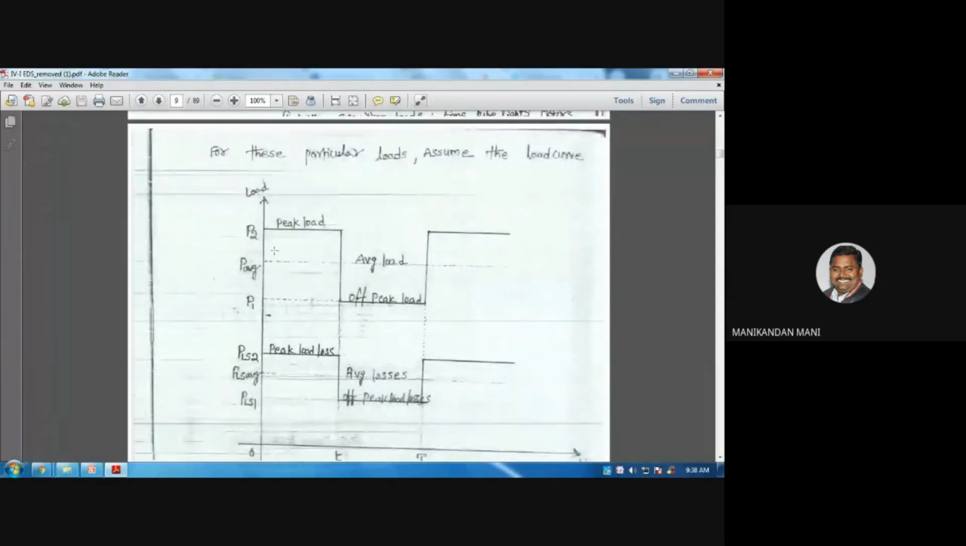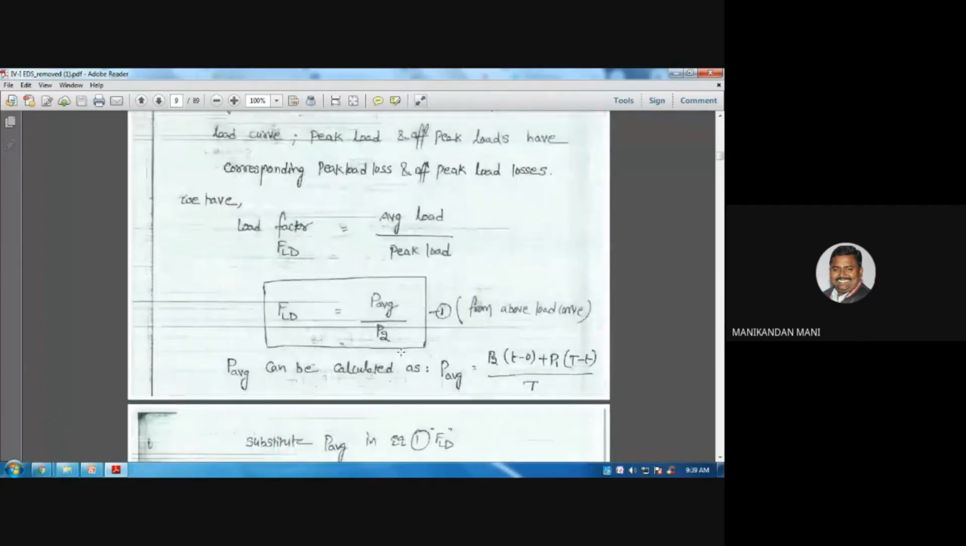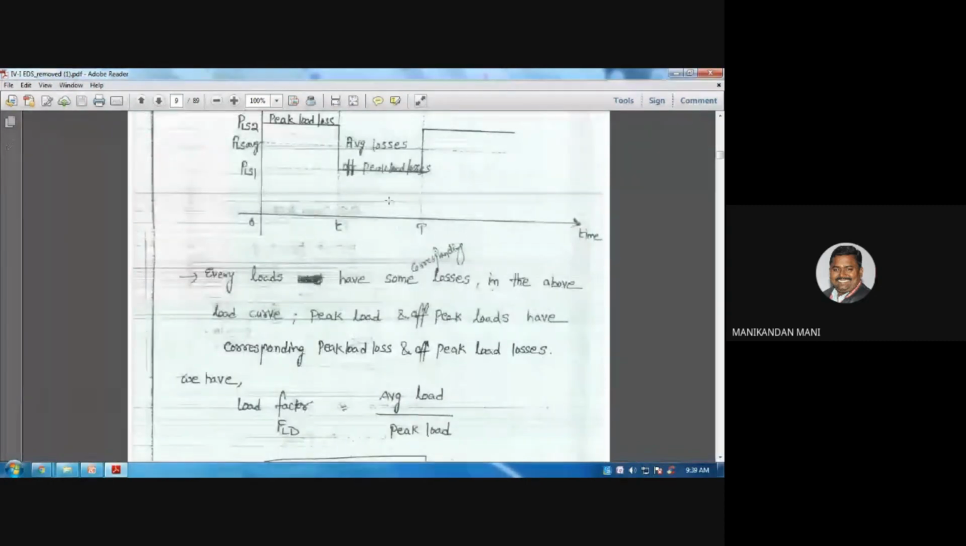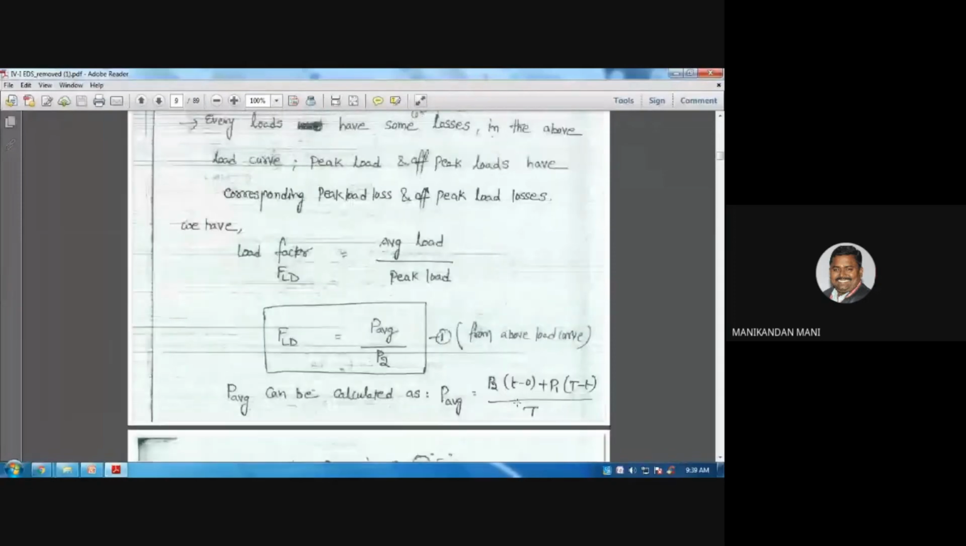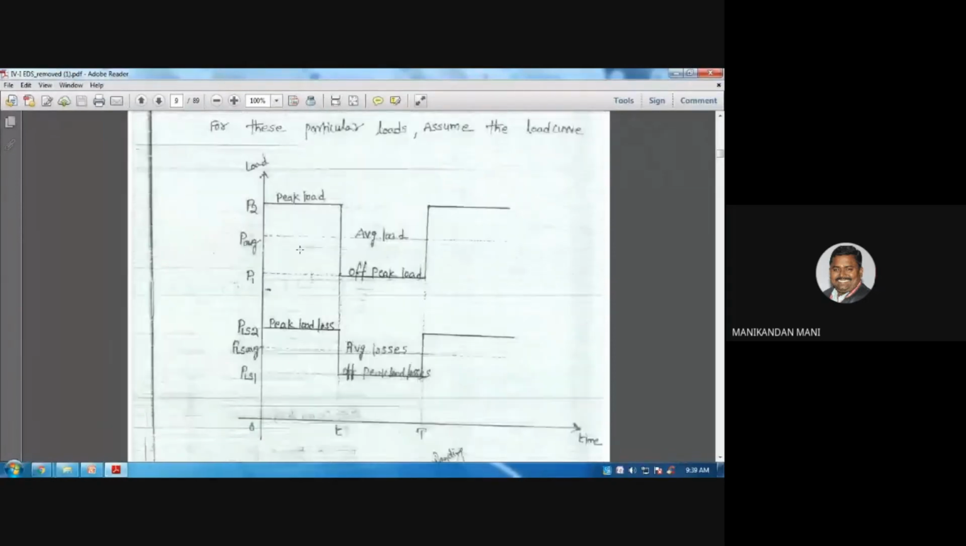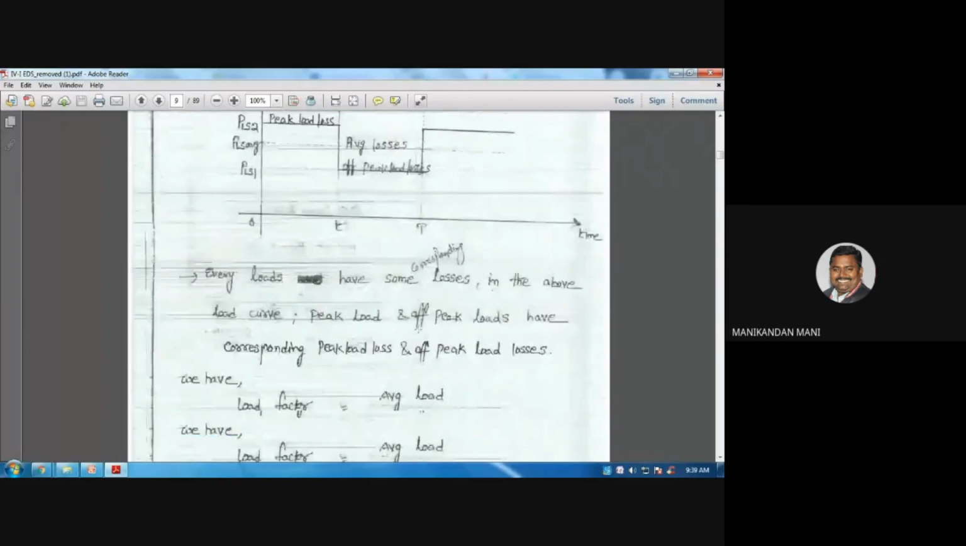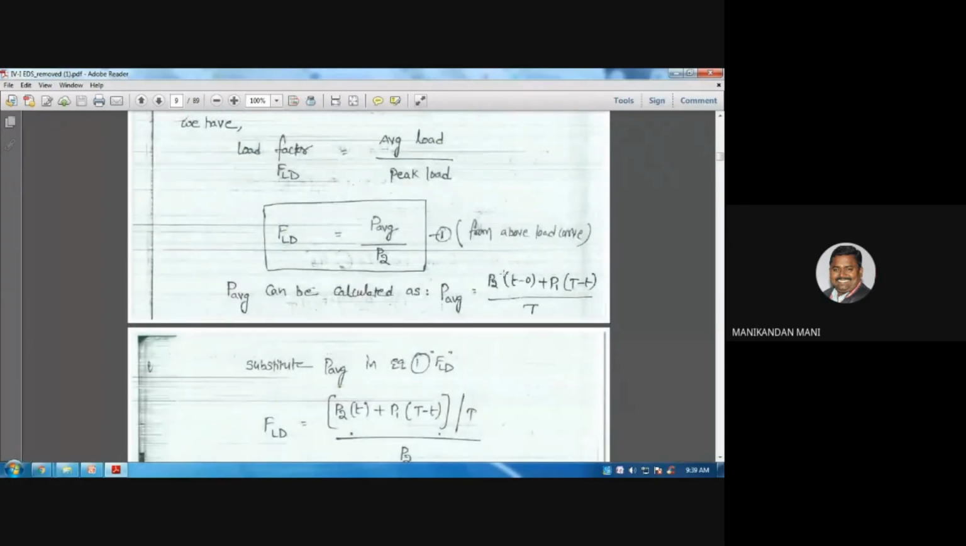Plus, what is next? The off peak load. We need to calculate the off peak load, which is P1. So P1 into the maximum value, capital T, minus the initial value, small t, divided by the total time. Why? Because we need to calculate the average value. So the total time T. So P average is equal to, from the graph, P2 into small t minus 0 plus P1 into capital T minus small t, divided by capital T, right?